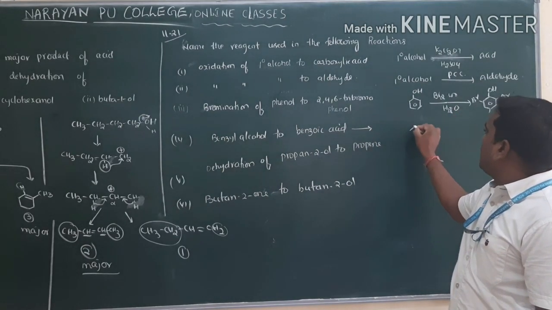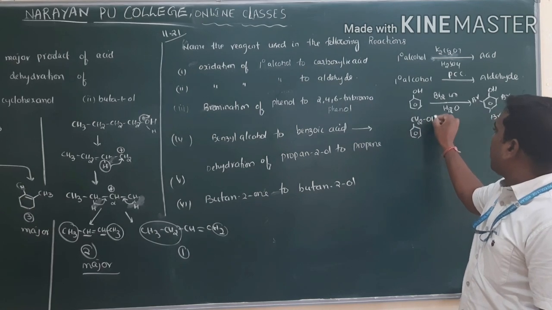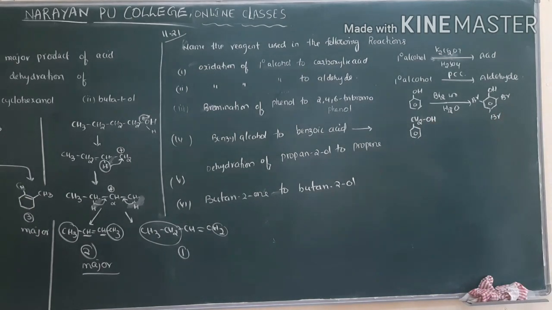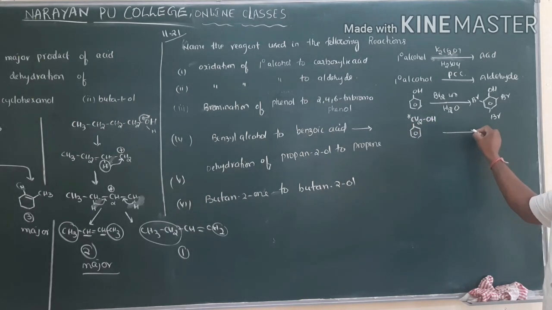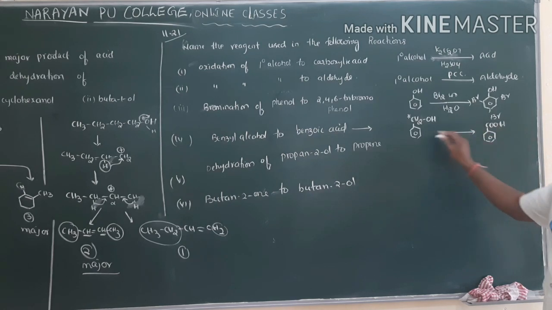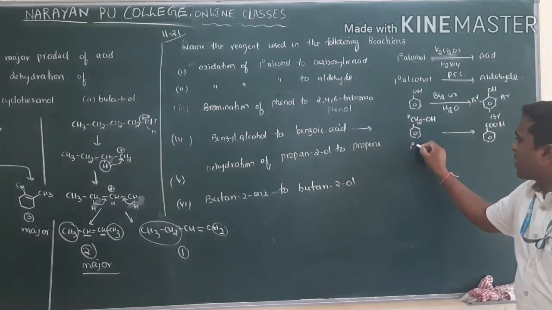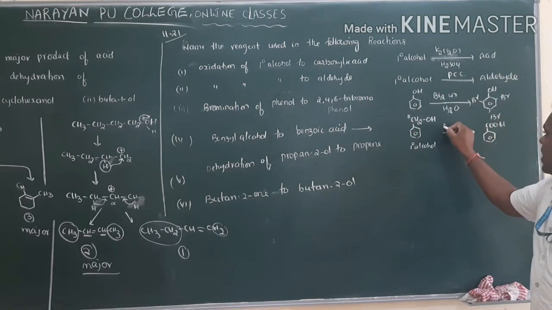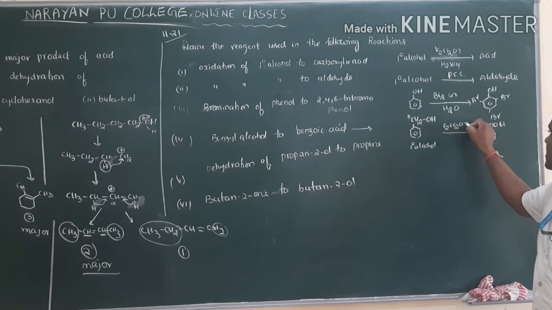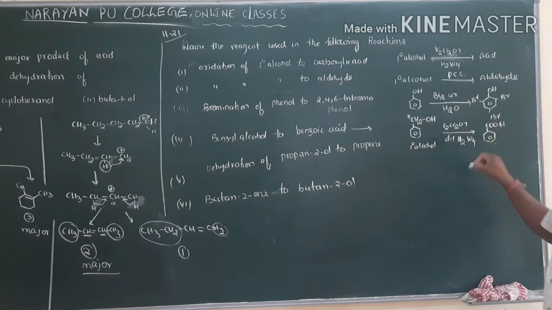Next. Benzyl alcohol to benzoic acid. What is the formula of benzyl alcohol? CH2OH on the benzene ring. This carbon is the benzylic carbon and this is benzylic alcohol. It should be converted into benzoic acid. See, same here. This is a primary alcohol. OH is attached to which one? The CH2 group. It is a primary alcohol. A primary alcohol should be converted into acids, so you have to use very strong oxidizing agents like K2Cr2O7 or KMnO4.